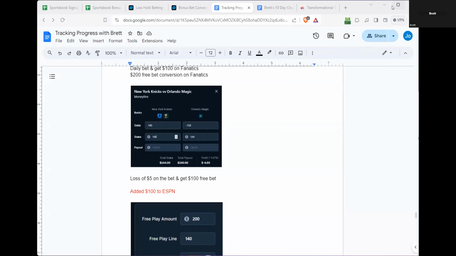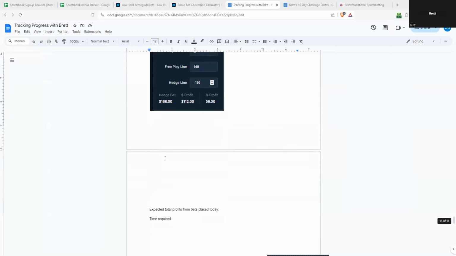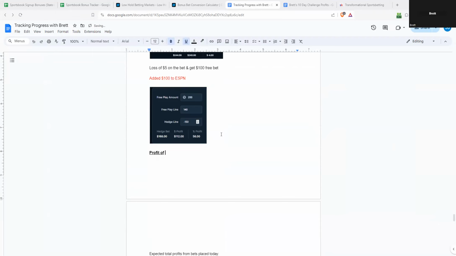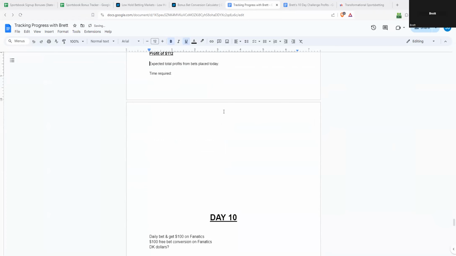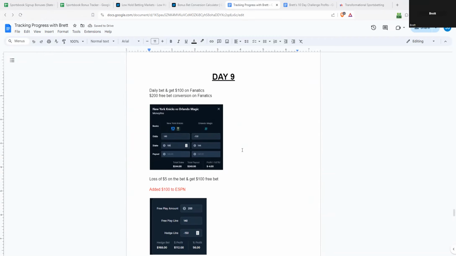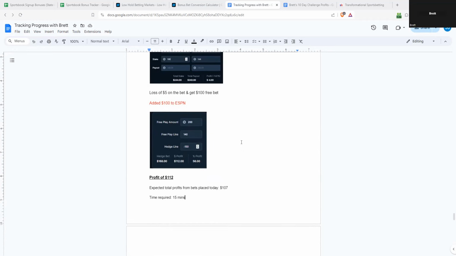Okay. So I'm just gonna share my screen real quick. Okay, so this was a profit of 112. And then expected total profits for the day is 107. And the time it took us about 15 minutes. So that was a quick one. That might be our fastest one. That's great.